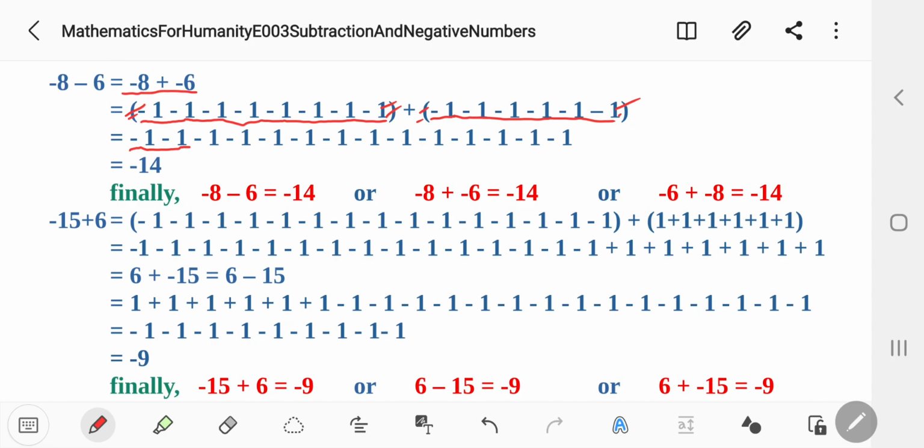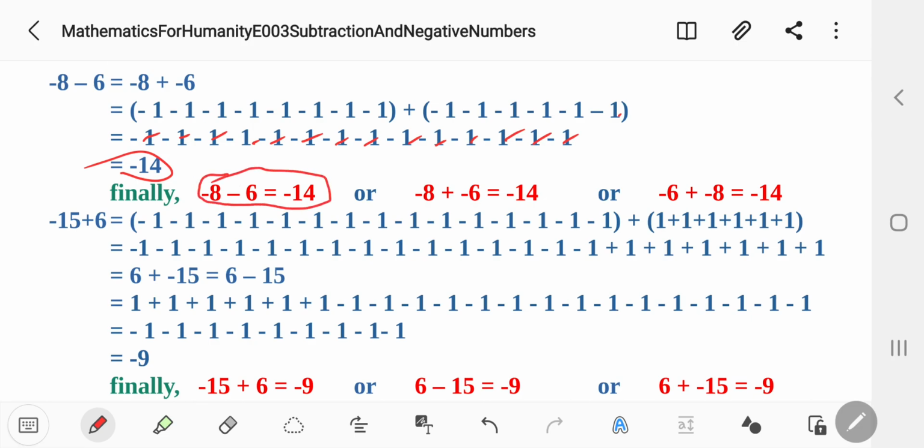So you have negative 1, minus 1, minus 1, and so on. How many minus ones do you have there? 1, 2, 3, 4, 5, 6, 7, 8, 9, 10, 11, 12, 13, 14. So this is now negative 14. So finally you have negative 8 minus 6 is equal to negative 14.